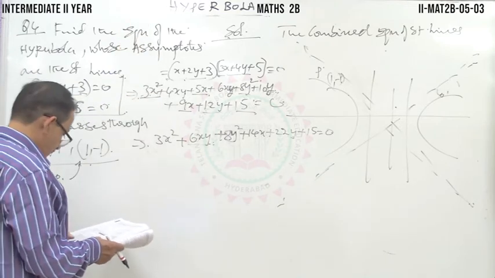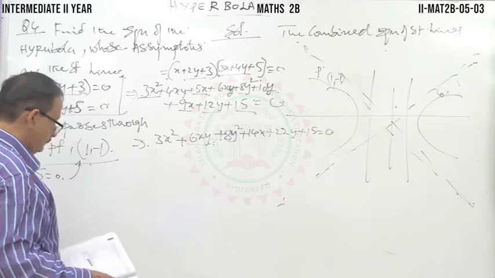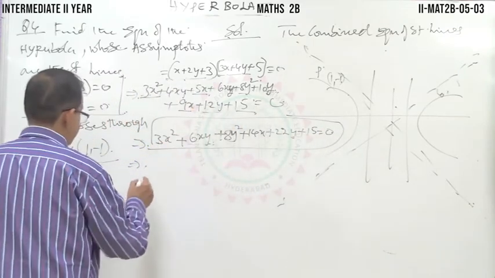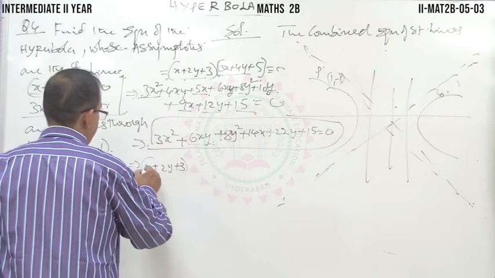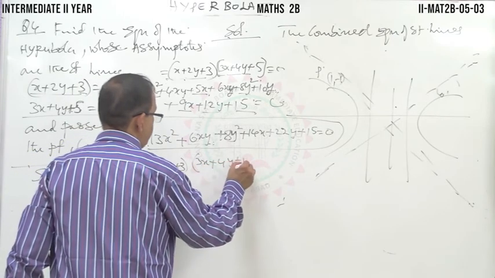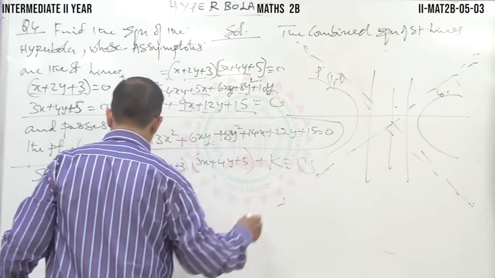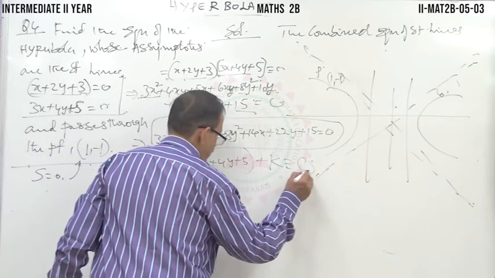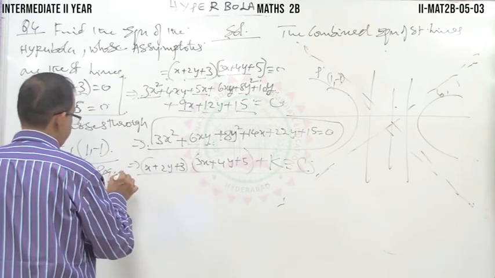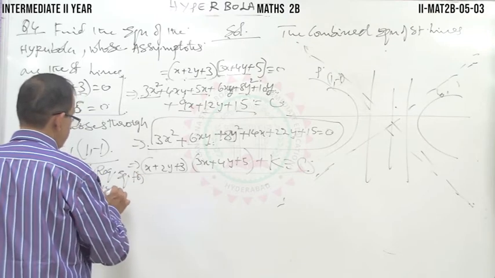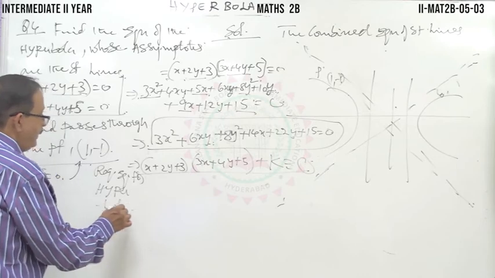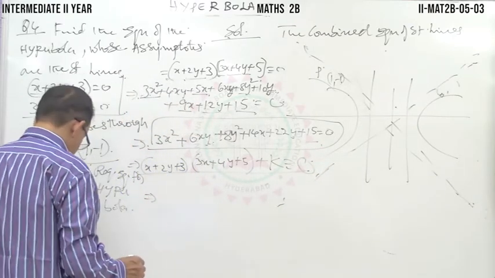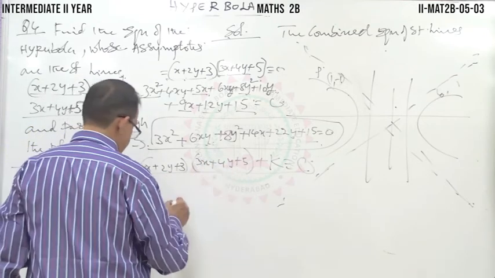Now let us see the required equation. This pair of straight lines equation, that is x plus 2y plus 3 into 3x plus 4y plus 5, plus a constant k is equal to 0. Therefore, this is the required equation for the hyperbola. For the required equation of the hyperbola, we have already multiplied the product of this, so the entire thing plus k is equal to 0. That is, you can write the entire part plus k is equal to 0.